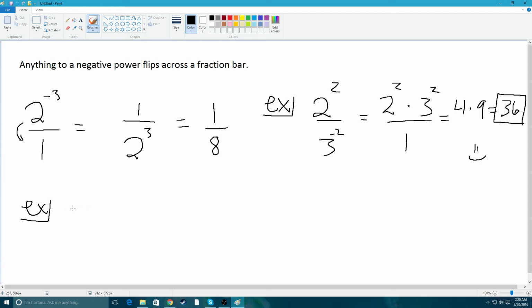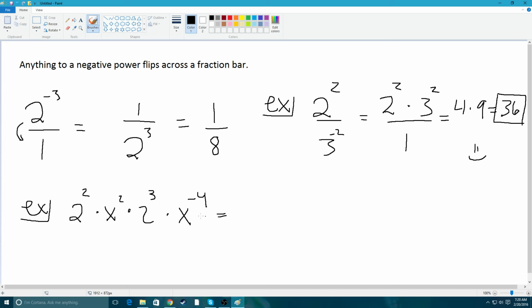Okay. So what's 2 times 3? 6. What's 3 times 2? 6. So it doesn't matter what order you multiply things in, you get the same answer. So when we have an example like 2 to the second times x to the second times 2 to the third times x to the negative fourth.